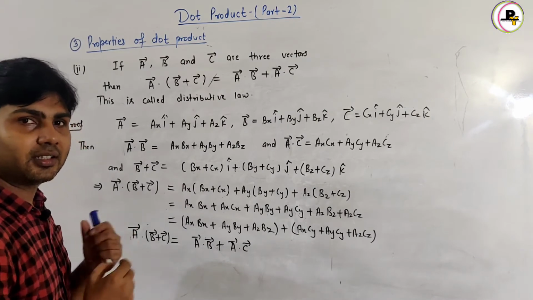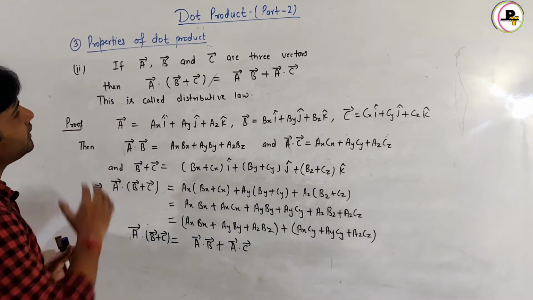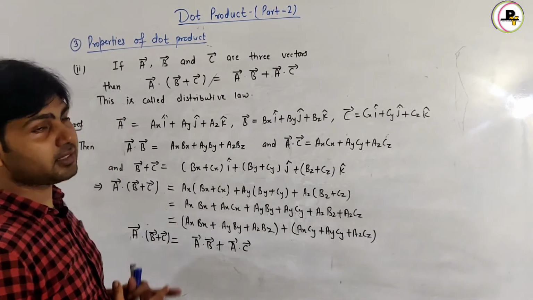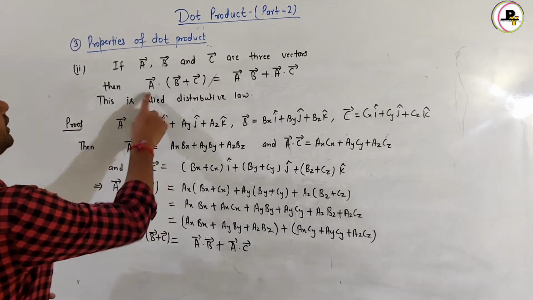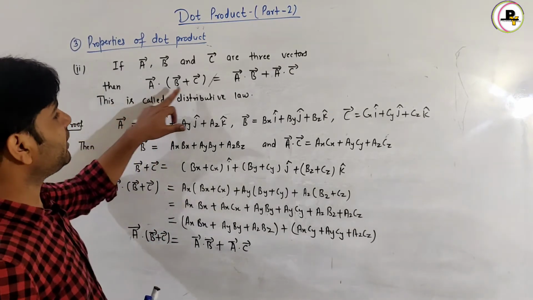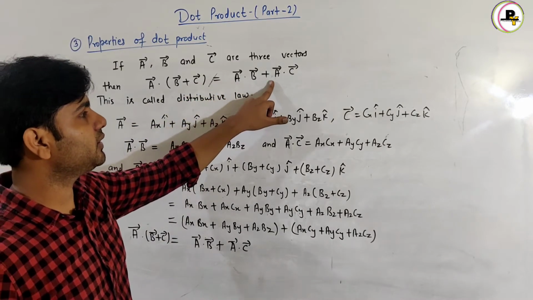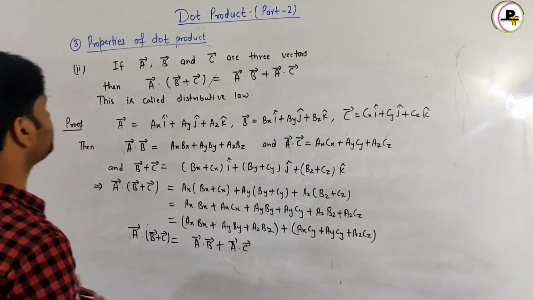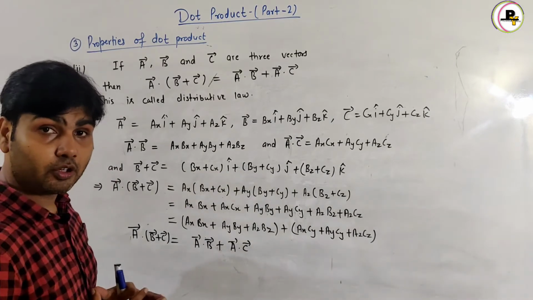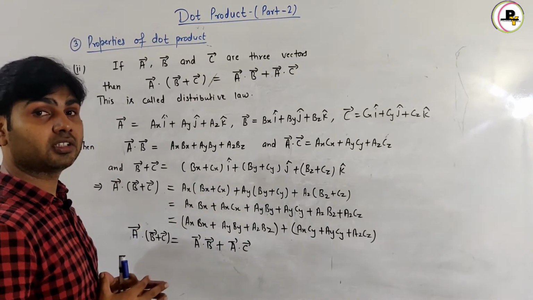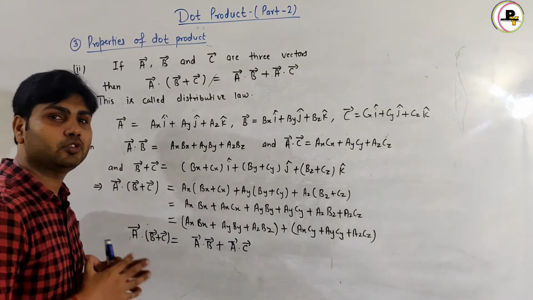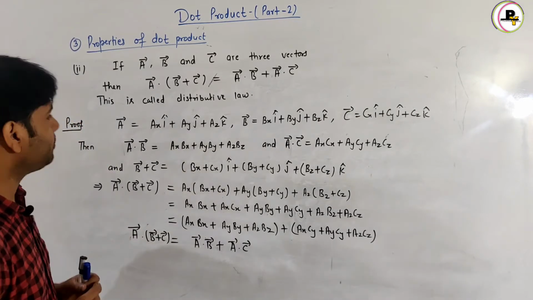Okay, so friends, let's have a look at the second property. If vector a, vector b and vector c are three vectors, then a vector dot in bracket b vector plus c vector is equal to a vector dot b vector plus a vector dot c vector. This is called the distributive law. So the dot product also obeys the distributive law. Let's see the proof of the second property.